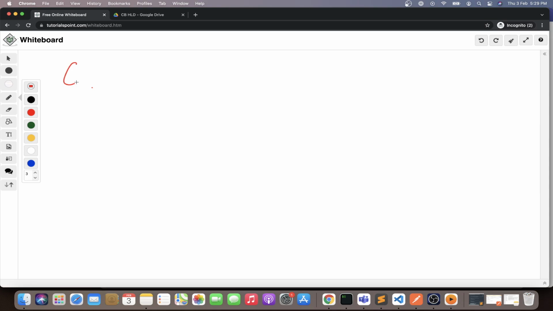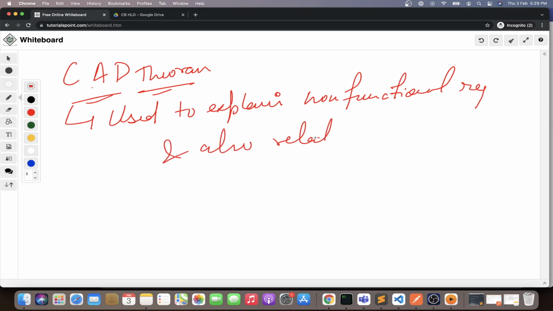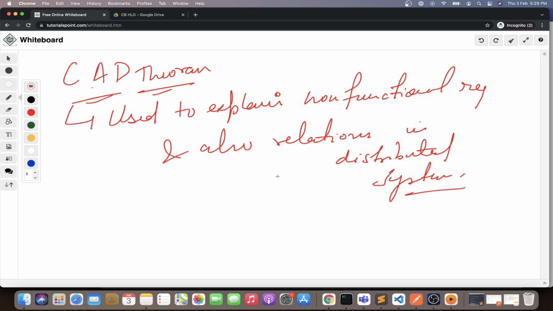So welcome guys. In this lecture we'll talk about a very important concept, that is the CAP theorem. So we look at the insights of it. Basically, CAP theorem is used to explain the non-functional requirements and also their relations in distributed systems. So this is why CAP theorem is present.